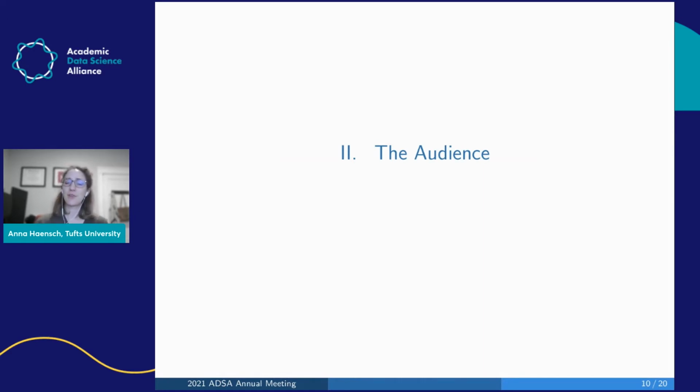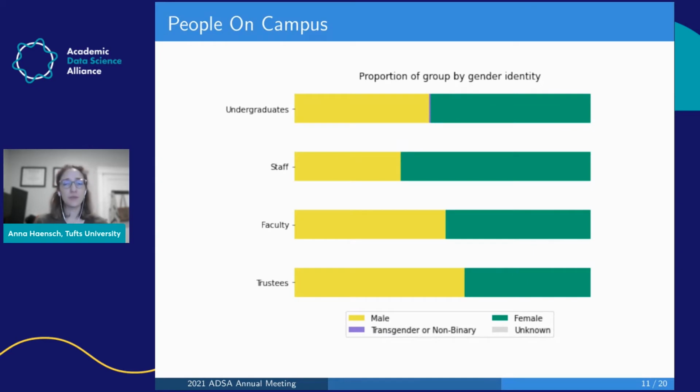So next, let's consider the audience who we have looking at these pieces. This is a university collection, which means that it is shown in and around the university, both in the galleries of the university, but also across the public spaces on campus. So if we look at the people who are on campus, we can break these down into undergraduates, staff, faculty, and trustees. And if we look by gender identity, we have a reasonably good split between male and female, and even some representation by transgender and non-binary individuals at the undergraduate level.